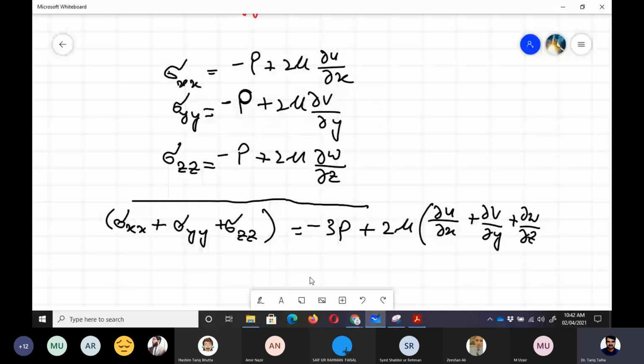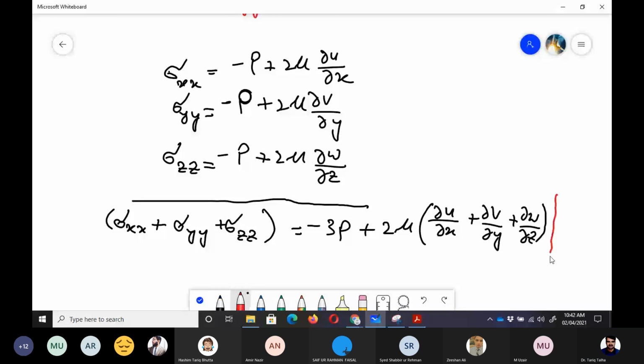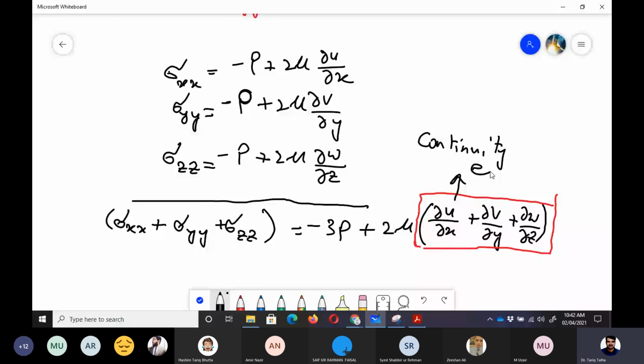Okay, can anyone tell me what this term in the red rectangle is, from the previous week's lecture? If you look at your book or notes, you can easily find that this is the continuity equation, which comes from the conservation of mass.